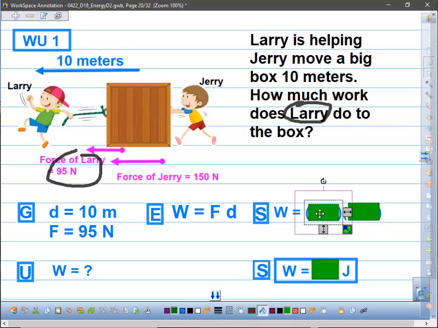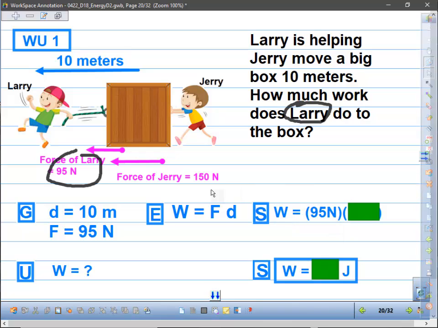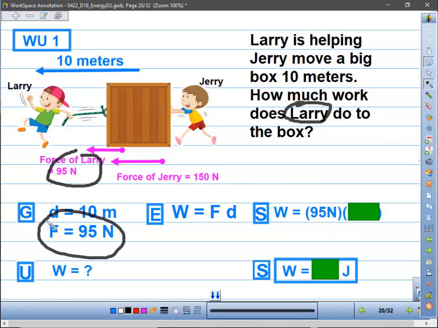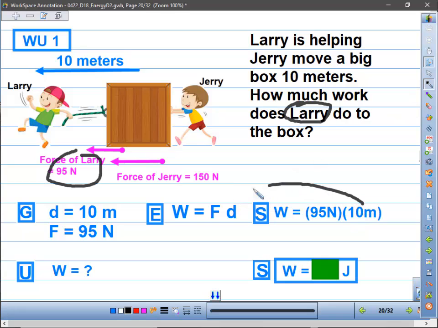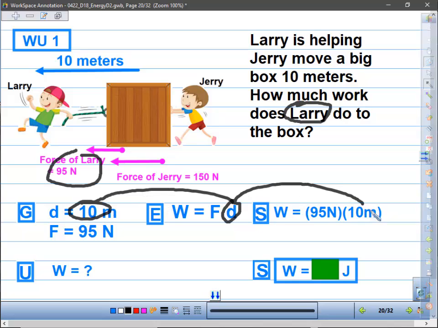So what number goes right here? Just look at your equation. Remember, it's like a recipe. Figure out what number goes right here. It is 95 newtons because it says force, 95 newtons goes there. Okay, what about the other green box right next to it? 10 meters, because it says distance, and distance is 10 meters. So you plug 10 meters right in there.